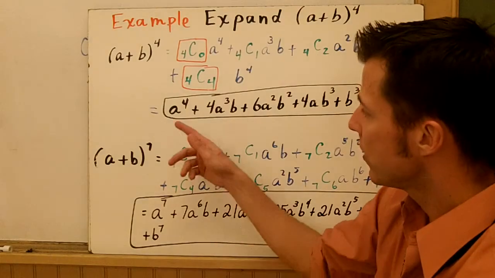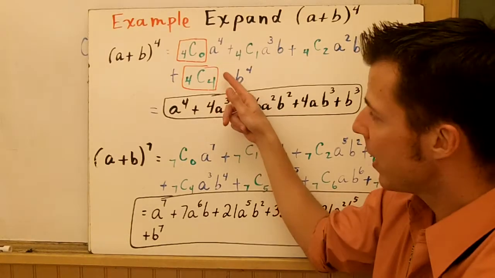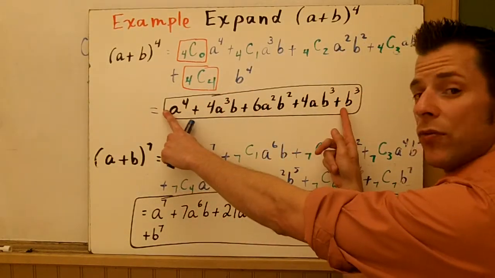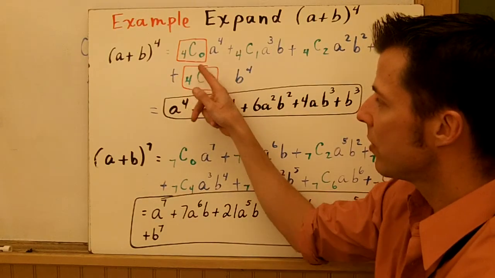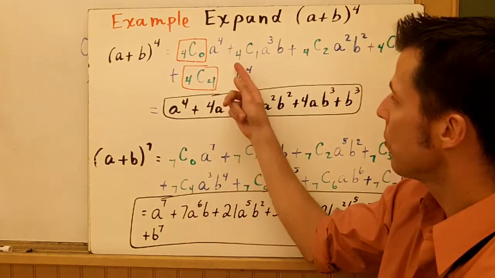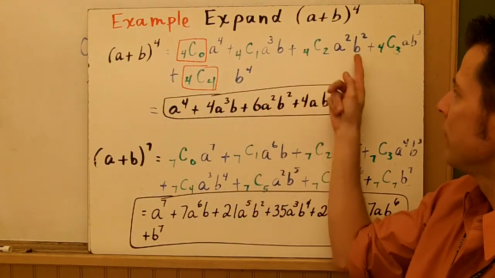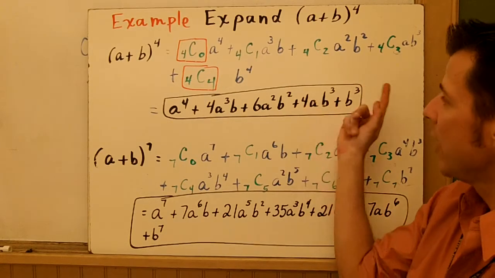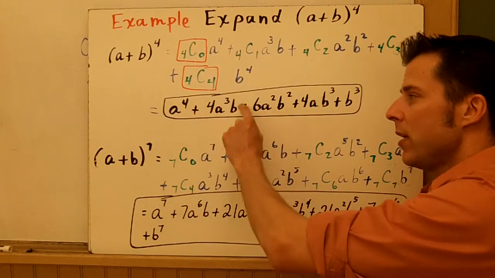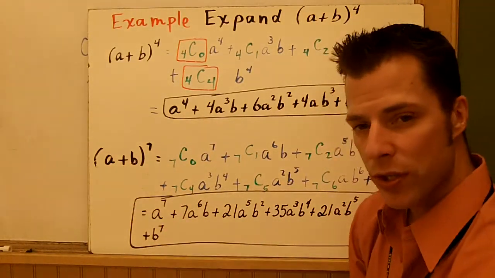Using our graphing calculator, we see that 4 choose 0, and I boxed these in red because the first and last term always have a coefficient of 1. So 4 choose 0 and 4 choose 4 are just going to be 1. And 4 choose 1 is 4, 4 choose 2 is 6, 4 choose 3 is 4, and 4 choose 4 is 1. And notice the power of a goes down and the power of b goes up by 1 each time.